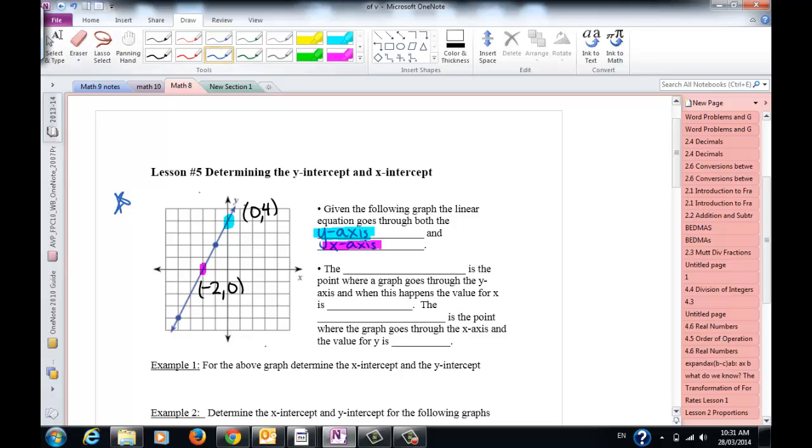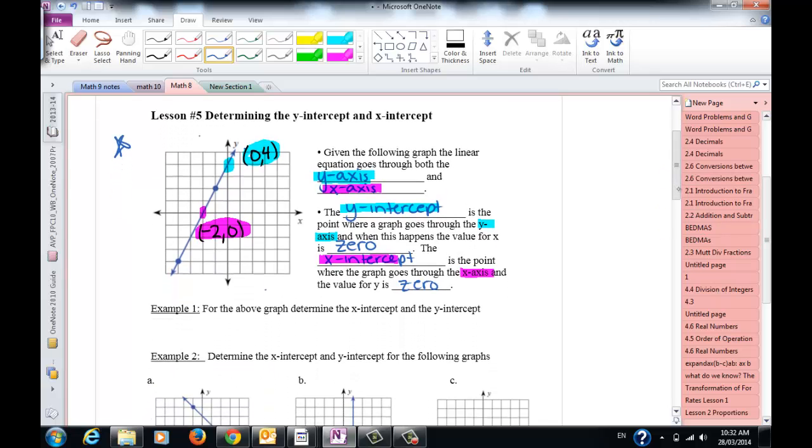All right. So what we call the y-intercept occurs when our graph, our linear equation, goes through the y-axis, and that's the special point (0, 4). And this is always going to happen when our x value is 0. The x-intercept is a point where the graph goes through the x-axis, and notice that the value for y always is going to be 0.